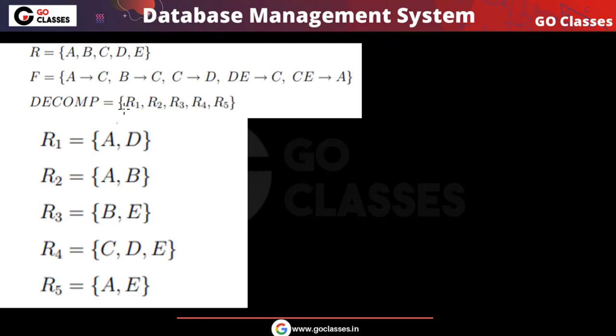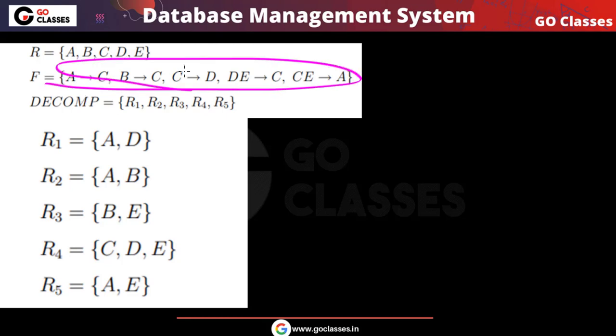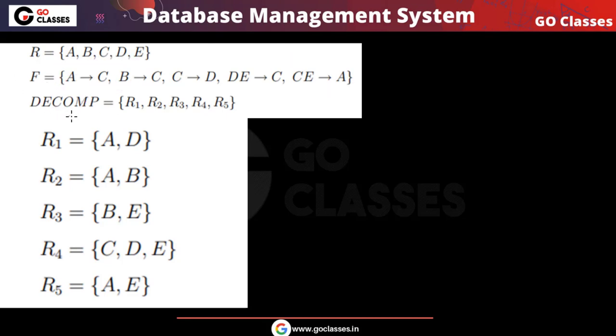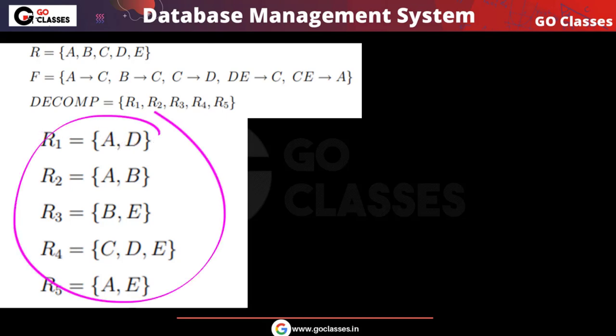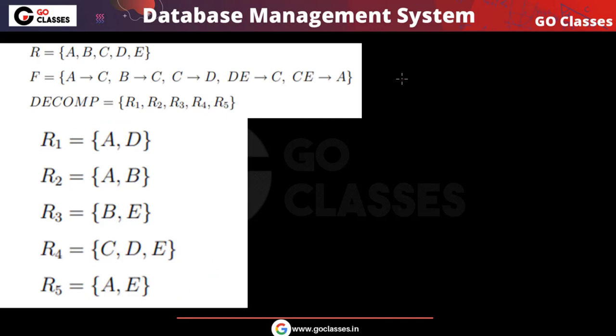You can notice this is a relation that is given to you, A B C D E, five attributes are there, and a set of functional dependencies is also given, and the decomposition is also given. In this decomposition we have five sub relations, R1 to R5. Now let's see what the successive combining method will give you.